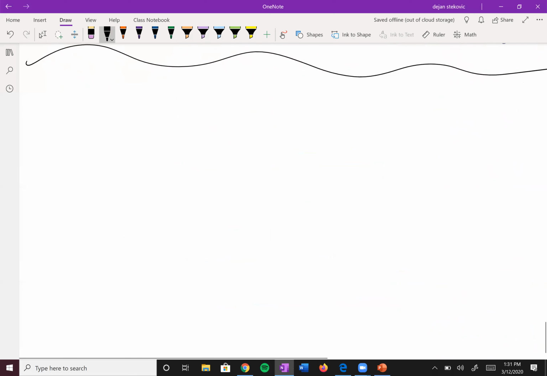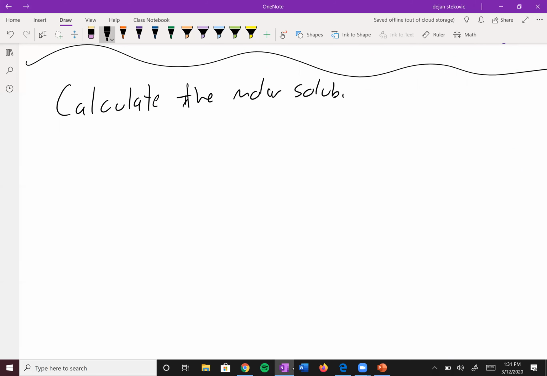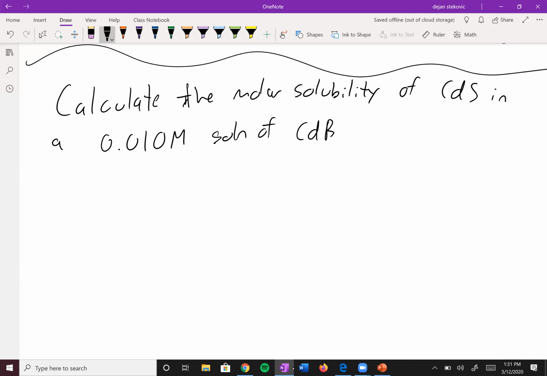Cool. So one way to have these questions is to ask which way the equilibrium is going to shift. But that's obviously not good enough. We want to know how much stuff you're going to have at the end, and a numerical value for that. So a question you could see is something like: calculate the molar solubility of cadmium sulfide in a 0.010 molar solution of cadmium bromide.